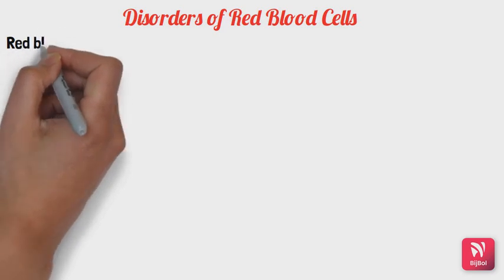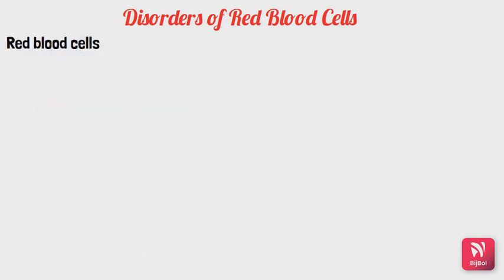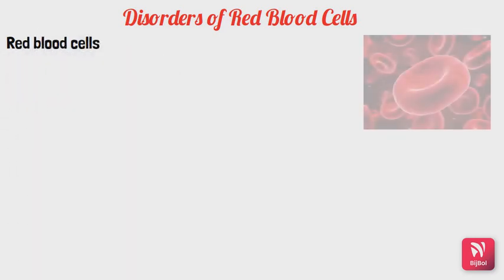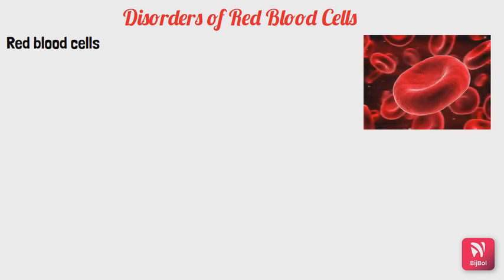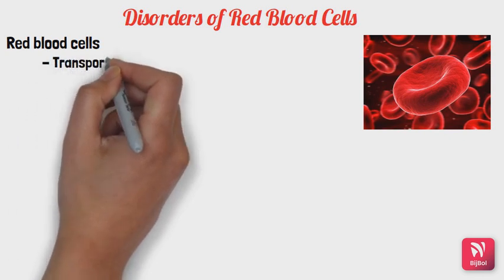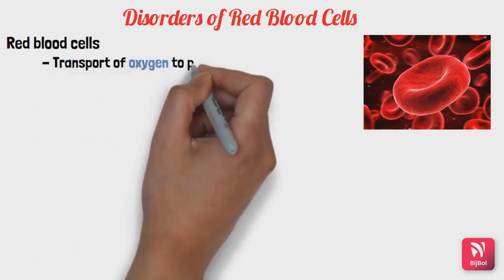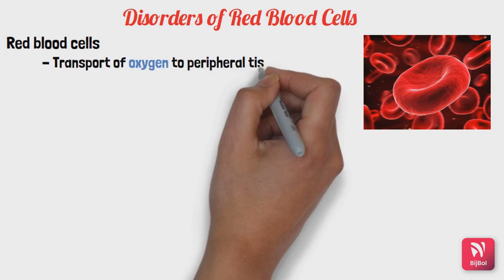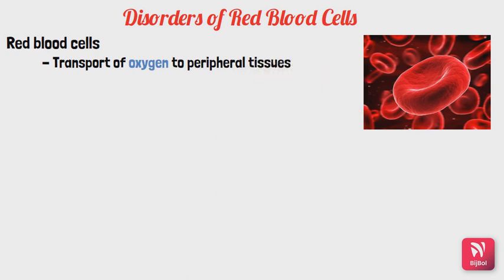Before going into discussing disorders, let's discuss some basic facts about red blood cells. Red blood cells, which we call RBCs or erythrocytes, are of discoid or biconcave shape and contain a basic protein called hemoglobin. This is the protein which gives the red color to the red blood cells, and it helps in transport of oxygen to peripheral tissues.